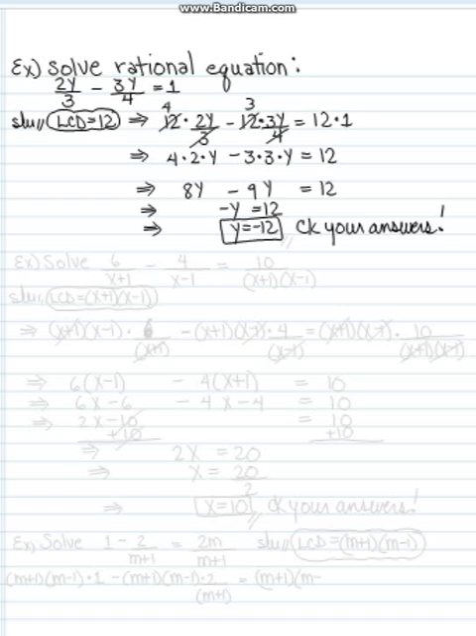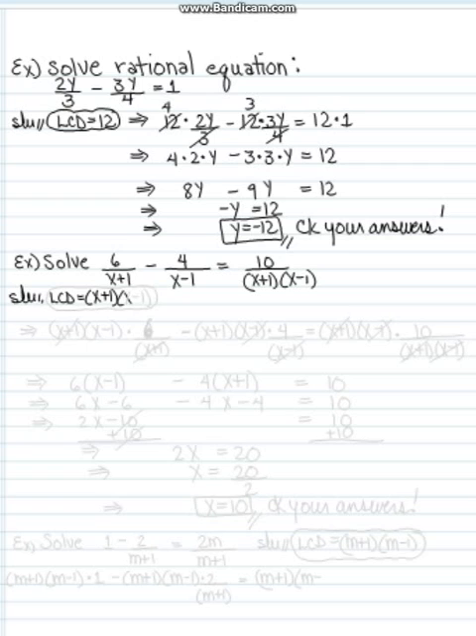Okay, let's try another problem. Another rational equation: 6 over x plus 1, minus 4 over x minus 1, equals 10 over x plus 1 times x minus 1. The nice thing about this problem, the denominators are already factored, so we don't have to do a lot of work.